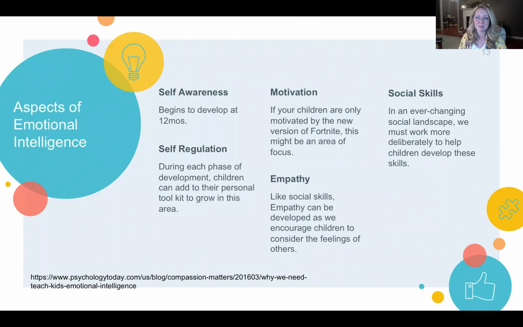So let's talk about the specific aspects of emotional intelligence. There's self-awareness that should begin to develop at about 12 months. Some grown-ups, again, still need help with that. Self-regulation, like the ability to add to their own toolkit and grow, like they know how to control their hands or not touch their friends. Children start developing that. Motivation. If your children are only motivated by the new version of Fortnite, this might be an area that you need to focus on. Empathy, like social skills, which we'll get to in a second, can be developed to encourage children to consider the feelings of others.